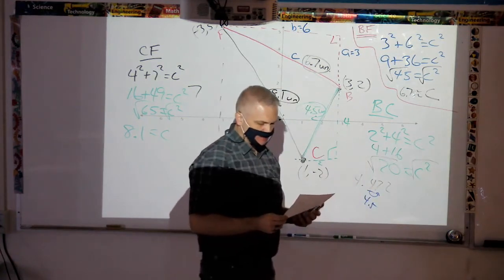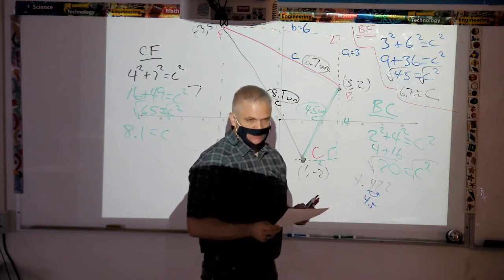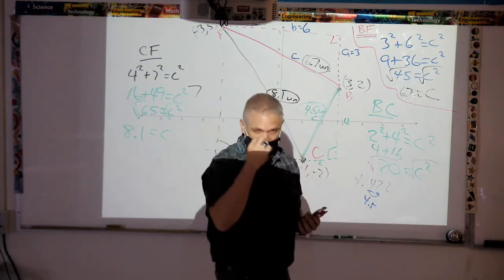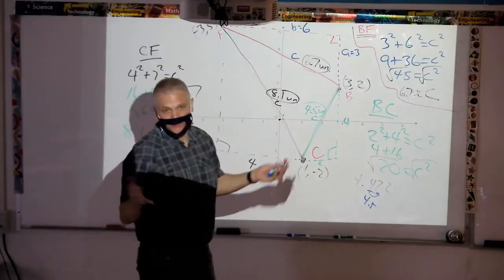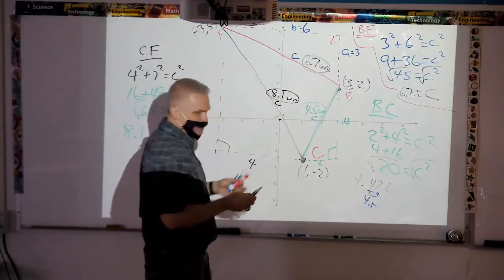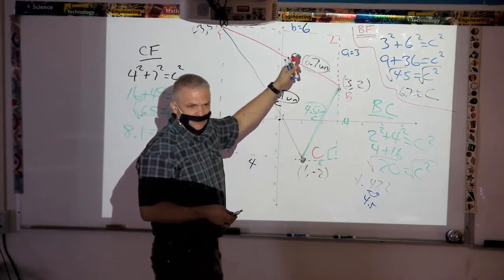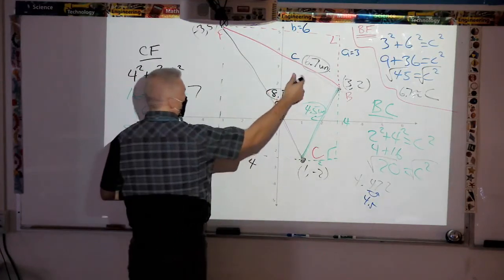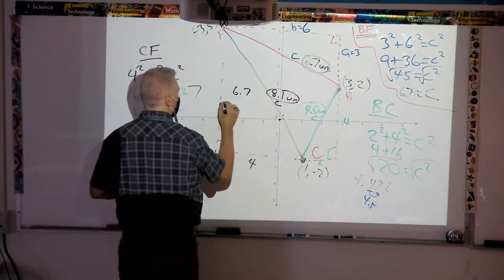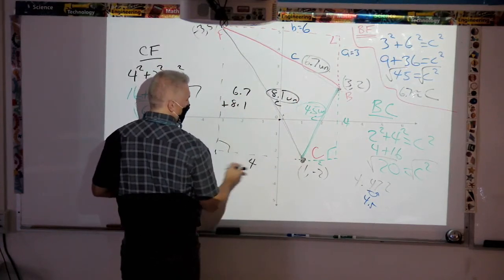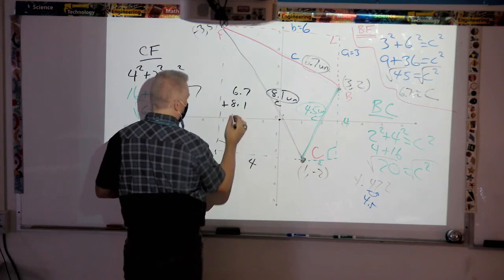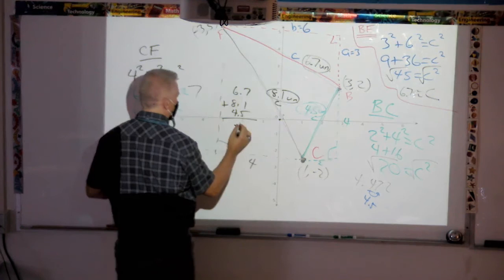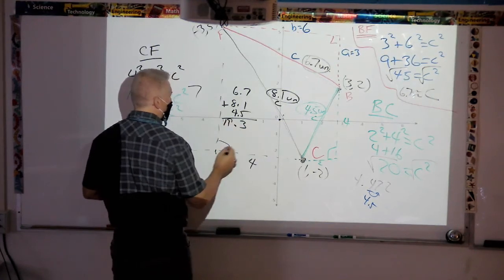And now it says step 3, perimeter equals the sum of the sides. Sum means you add them. So all you do to find the perimeter of your property, if you had a triangular piece of property, you would add 6.7 plus 8.1 plus 4.5. Add them together, what do you get? 19.3 units.